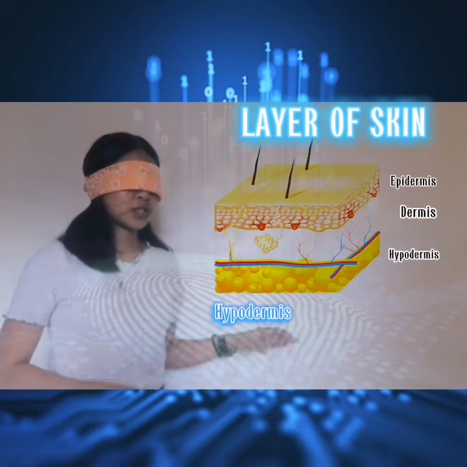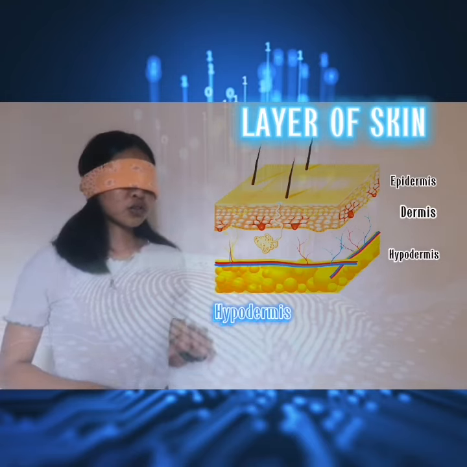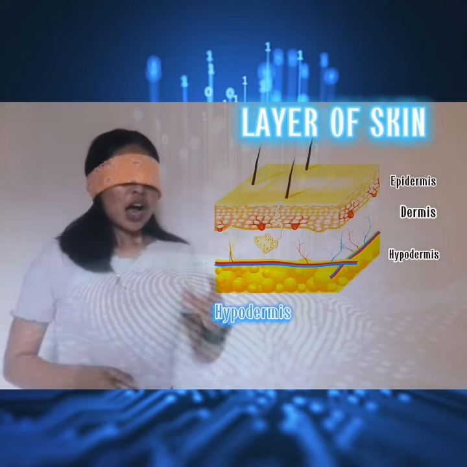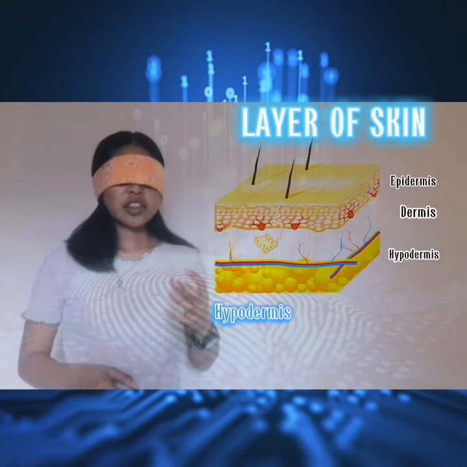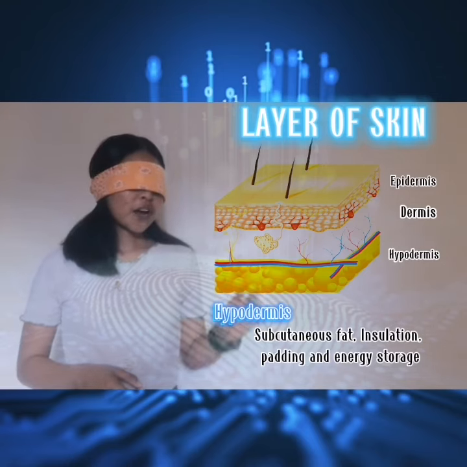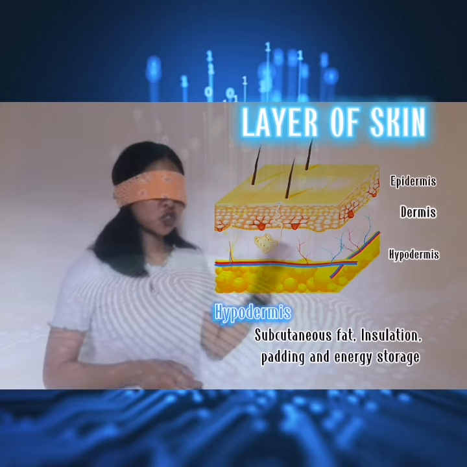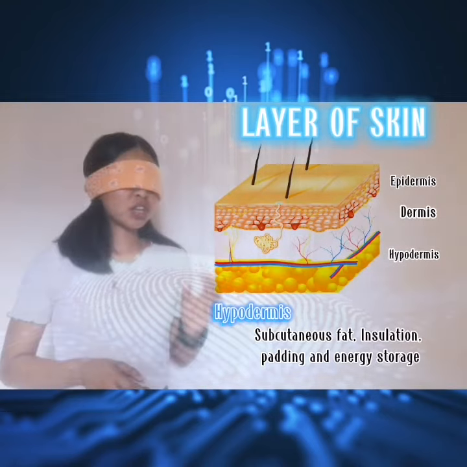And the hypodermis. The hypodermis is the inner layer of the skin that also contains blood vessels and connective tissue, and this is where most of the body fat is stored. The hypodermis provides thermal insulation and padding, and serves as the body's main energy storage.